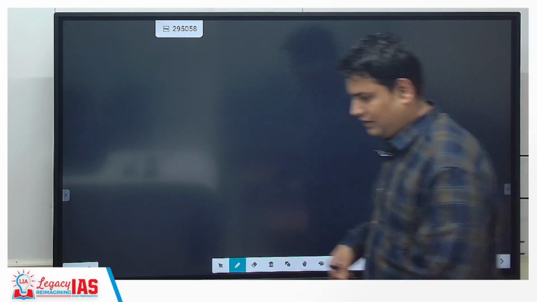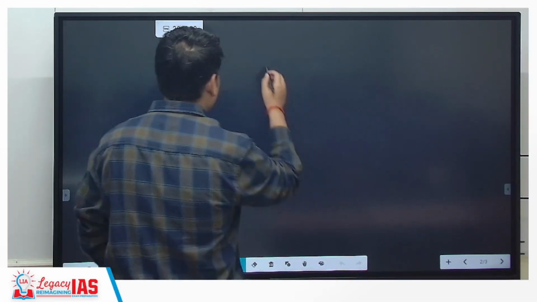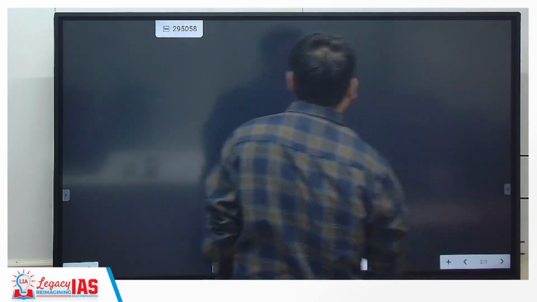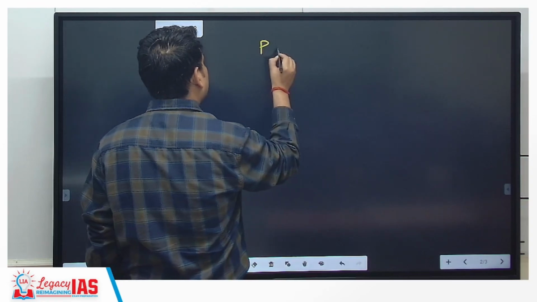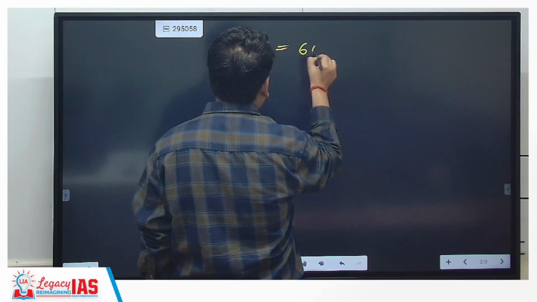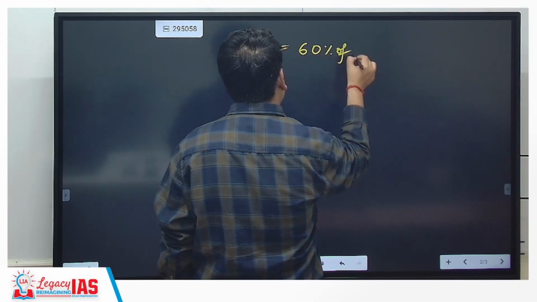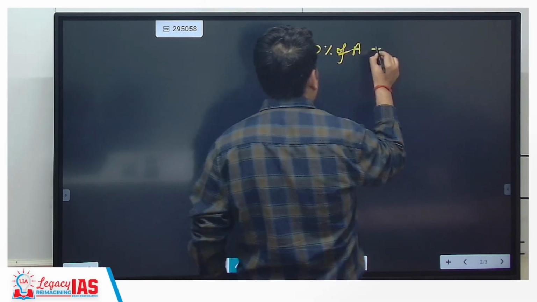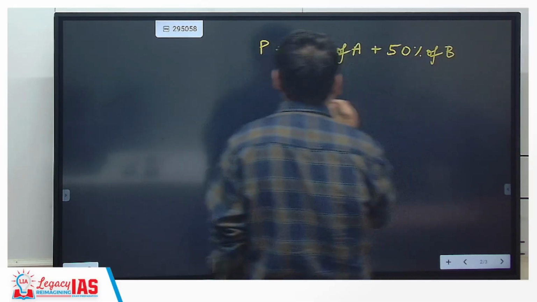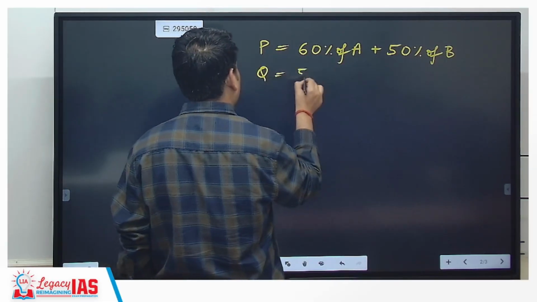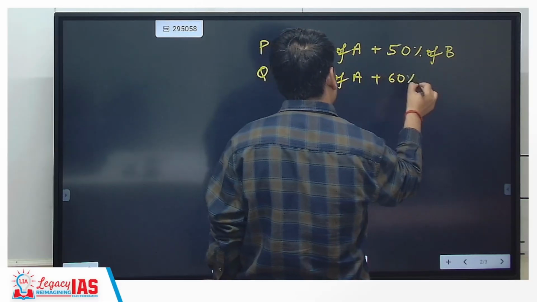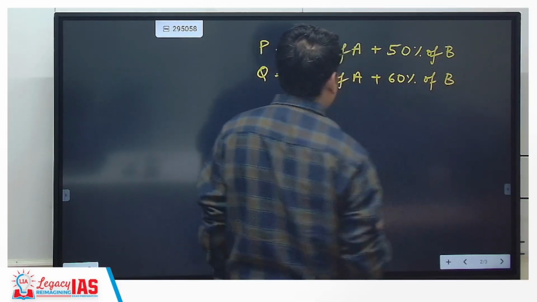Now I give you one more question. Let's take one more question. What was used here? P and Q. Okay. Let's say now P is 60% of A plus 50% of B. Q is 50% of A plus 60% of B.